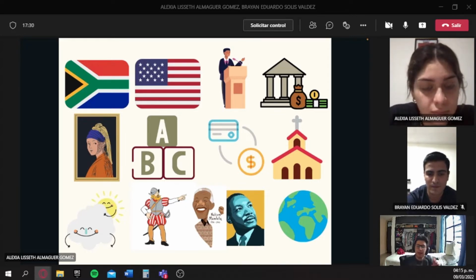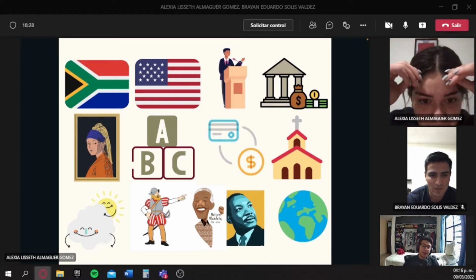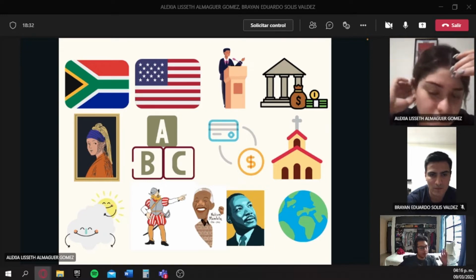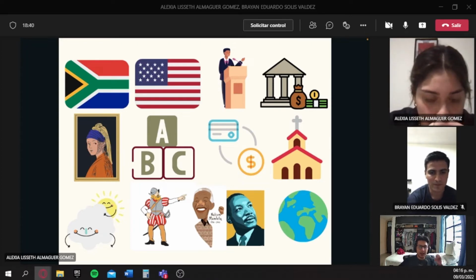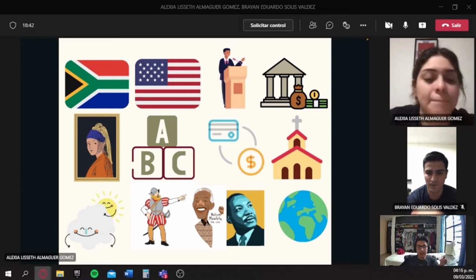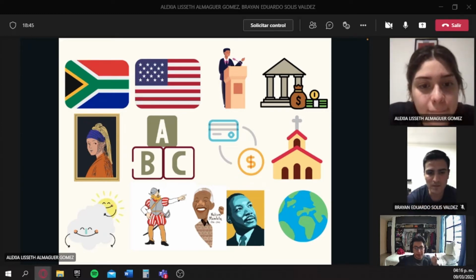We are going to talk first of all about the forms of government, which is what the first image, this little guy, represents, between the USA and South Africa. And obviously, we're going to start with the differences. The first one is the United States' form of government. So, Alexia, tell us about the United States.